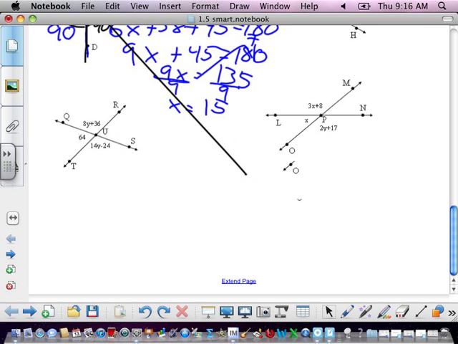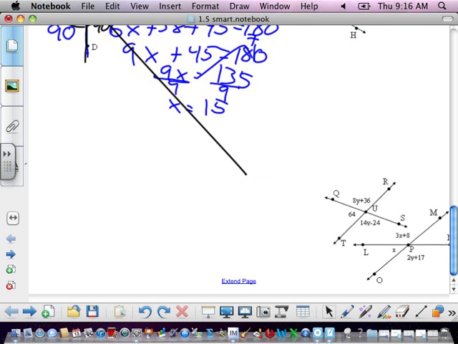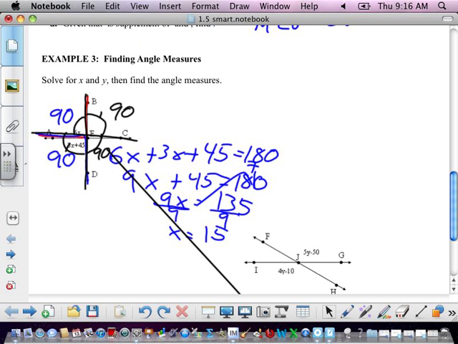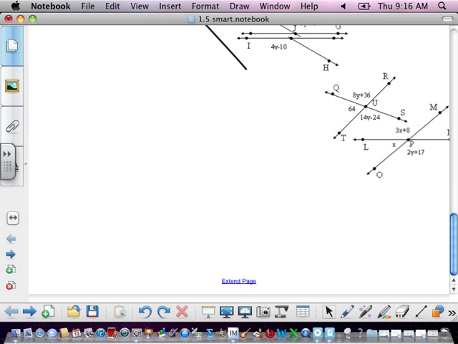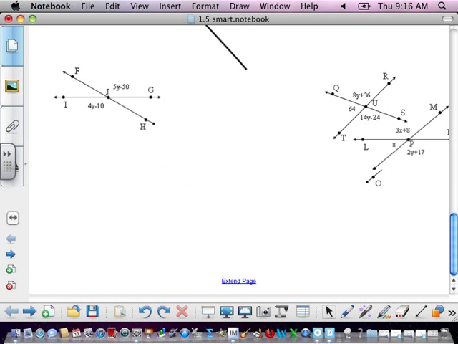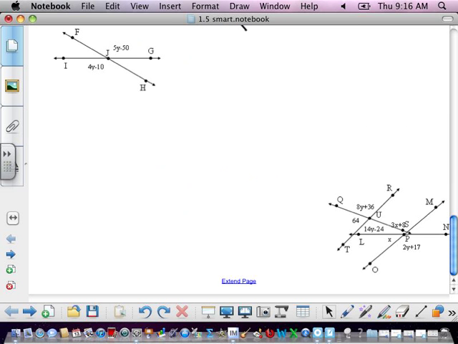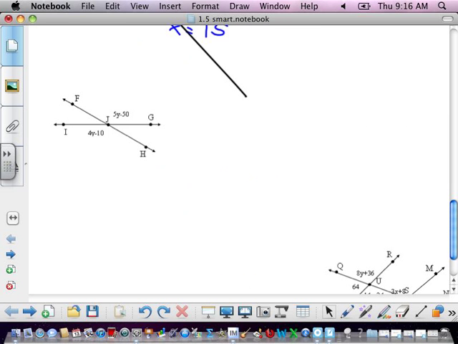I'm going to move some of these around so I can have more room. Am I going too fast? No. For some of you I am. Okay. I will try to slow down.